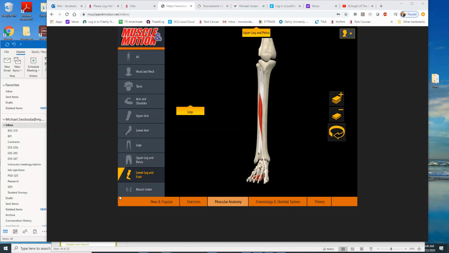But yeah, that's everything I wanted to go over today. So just kind of give you a brief overview of the anatomy of the foot and ankle. We'll start working on movements with that on Wednesday.